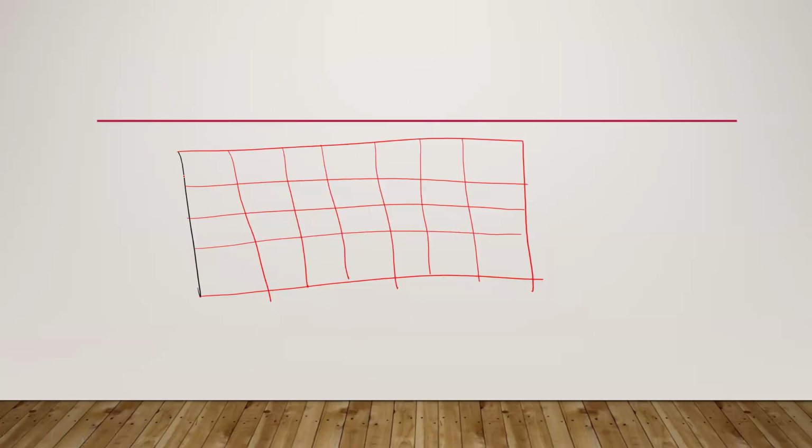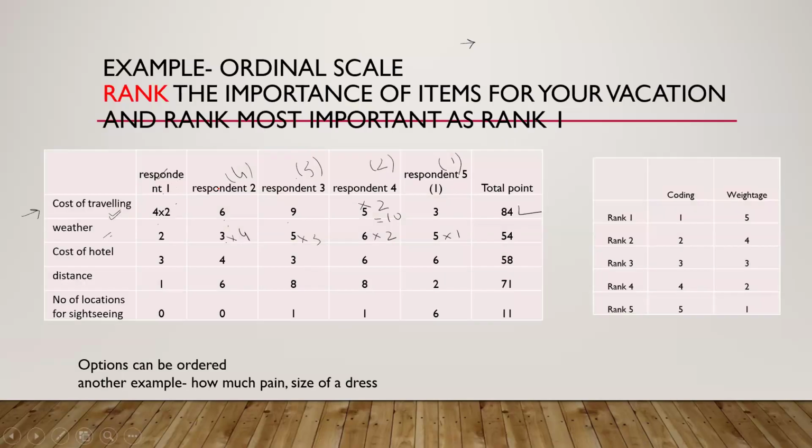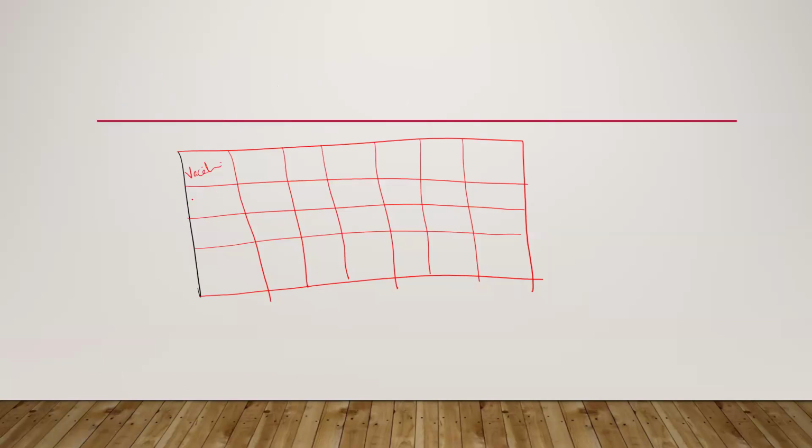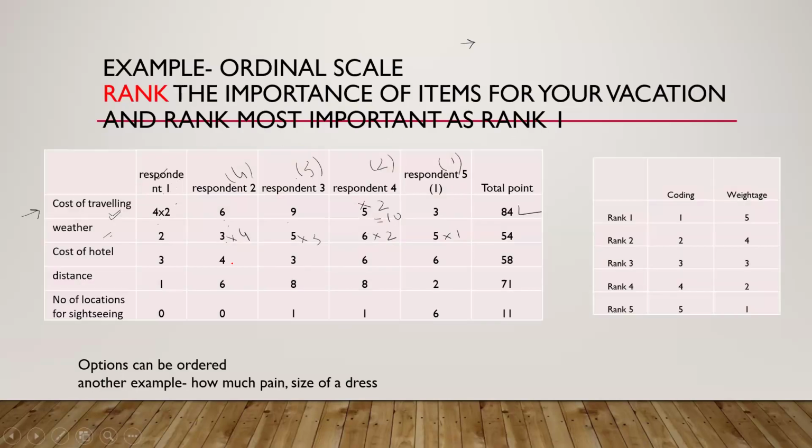For example, here you have vacation. You've asked the questions. Your first choice was traveling, weather, cost of hotel. So you have traveling, cost of hotel, weather, right?